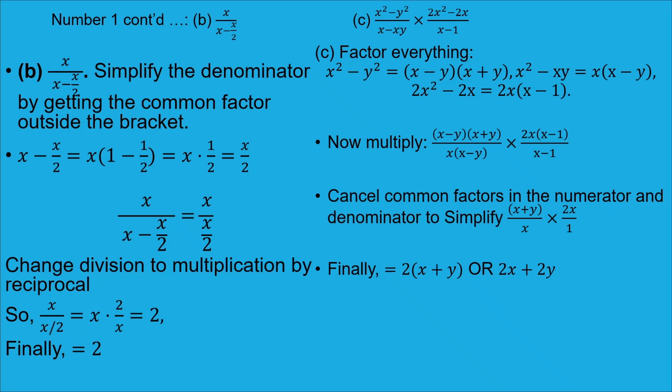Then part C, first factorize everything. X squared minus y squared gives a difference of 2 squares, x minus y into x plus y. Then x squared minus xy gives x into x minus y, and 2x squared minus 2x gives 2x into x minus 1. Then multiply and cancel out the common factors in the numerator and denominator. X minus y and x minus y cancel out in the numerator and denominator, and x minus 1 cancels with x minus 1 in both numerator and denominator. Then cancel out, then finally you get 2 into x plus y, or 2x plus 2y as the final answer.